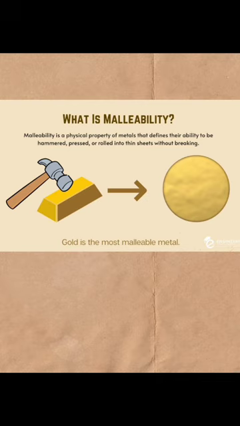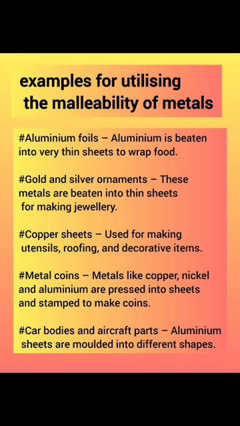Now you can see that a gold biscuit or a gold piece is hammered. Now you can see that it is made into a thin sheet in the figure, right? Now let me tell you some examples of utilizing the malleability of metals.